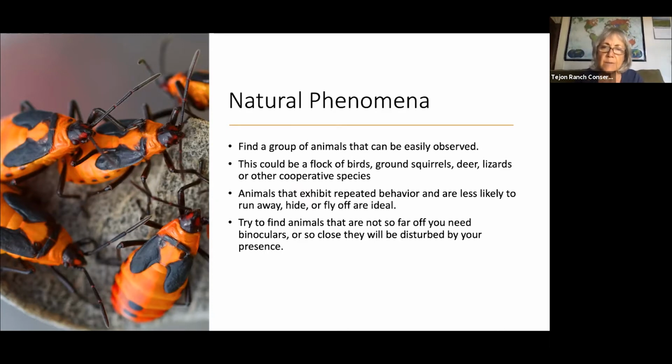You need an animal that's going to repeat behaviors, and that's not going to be hard to do. Something that's less likely to run away or fly away. And you want to try and find animals that aren't so far off that you need binoculars, but also not so close that you'll disturb their behavior simply by being there. So those are the choices that you want to make.